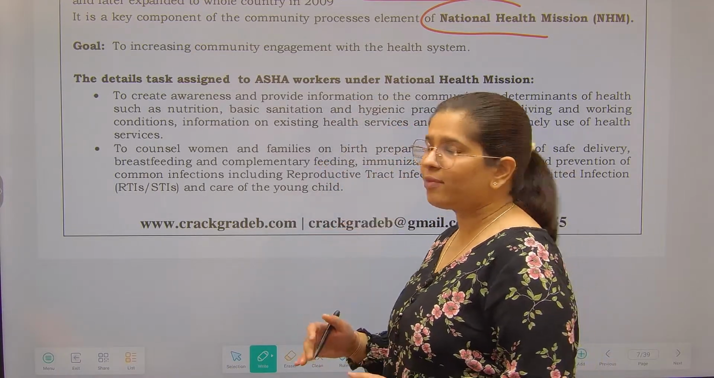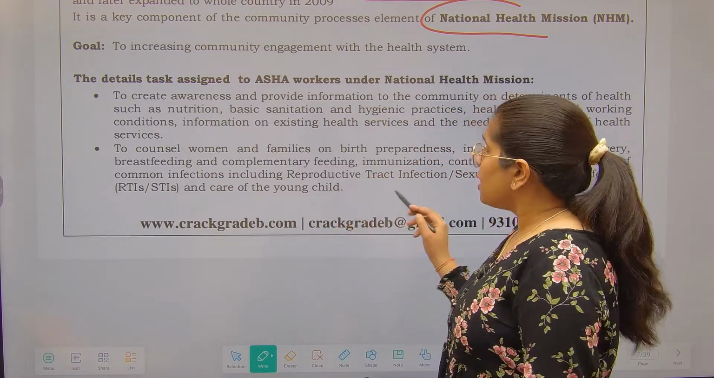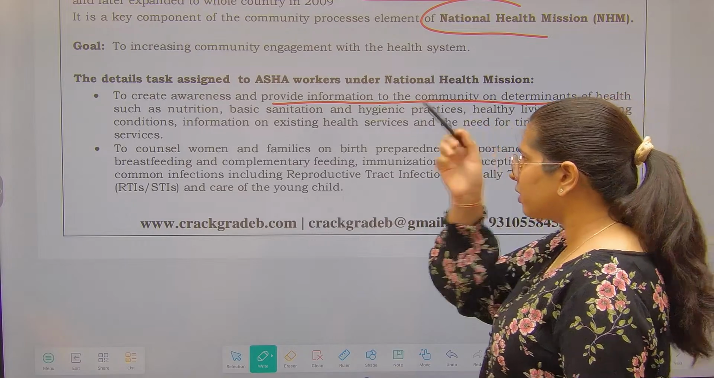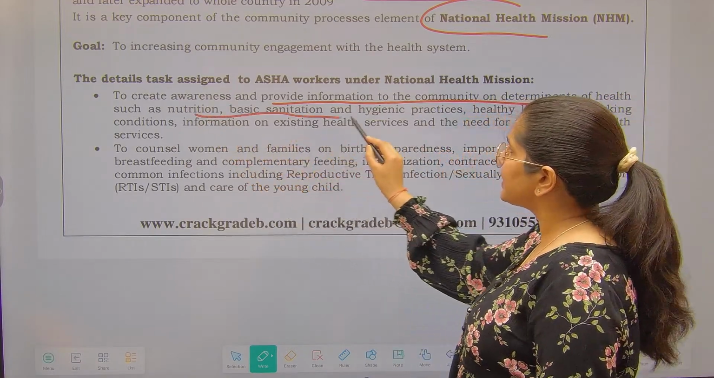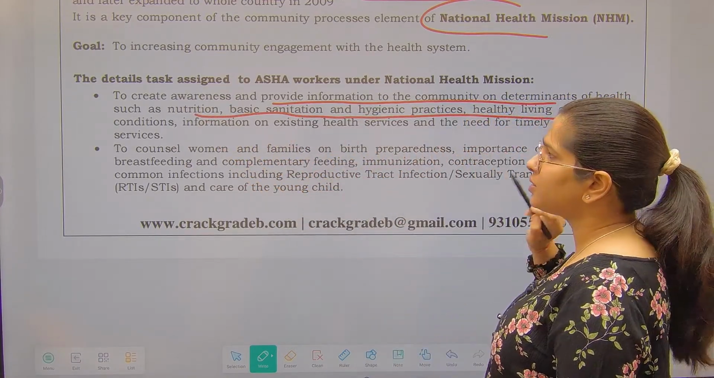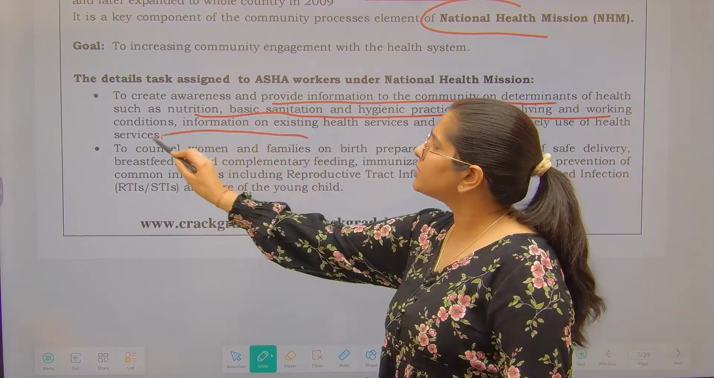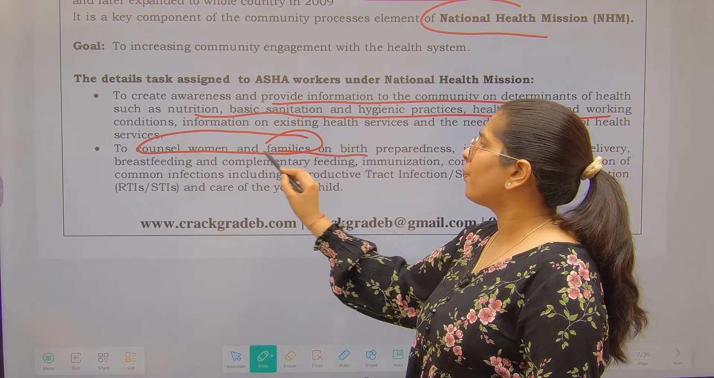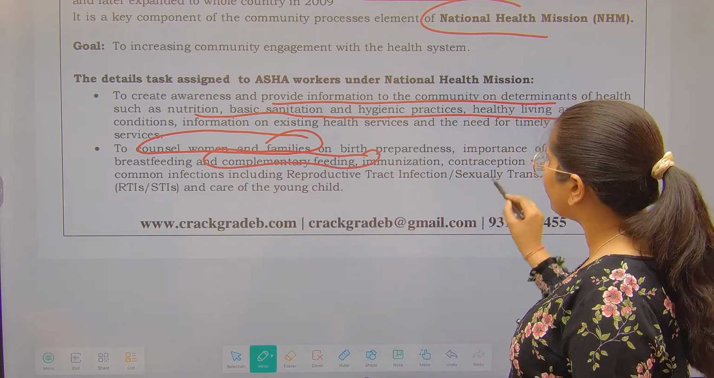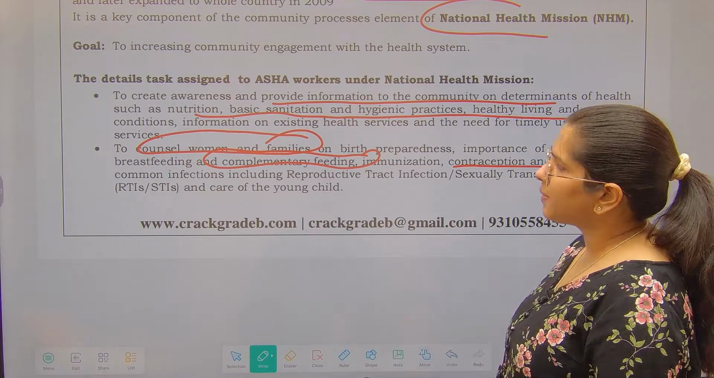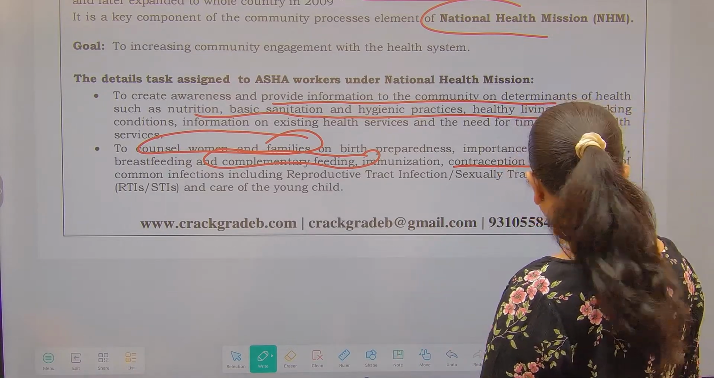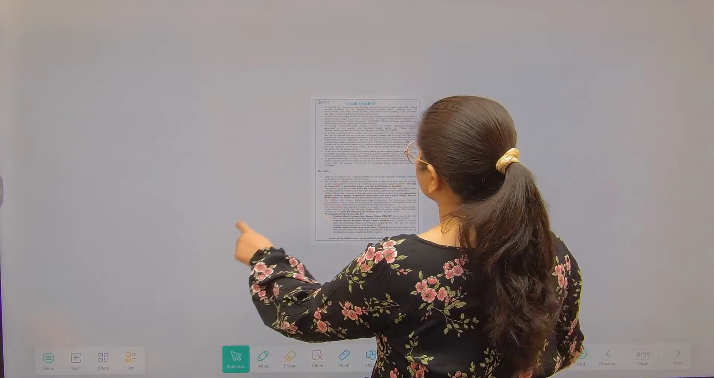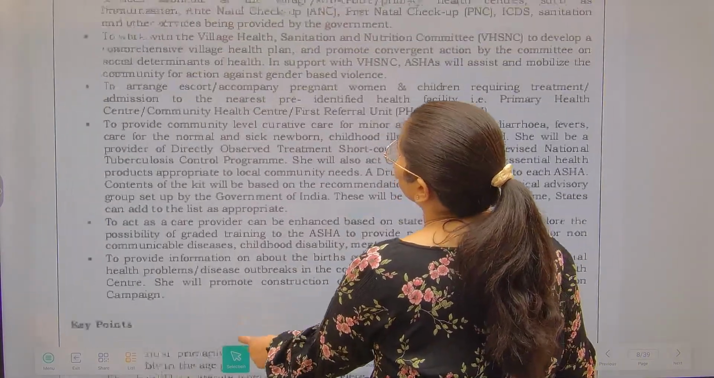So with this in mind, let's see this. Here you want to create awareness and provide information to the community on nutrition, basic sanitation, hygiene practices, etc. You want to counsel the women and families on maternity related components like breastfeeding, complementary feeding, immunization, contraception, preventing common infections, etc. These are all the functions. I'll be covering them very briefly.